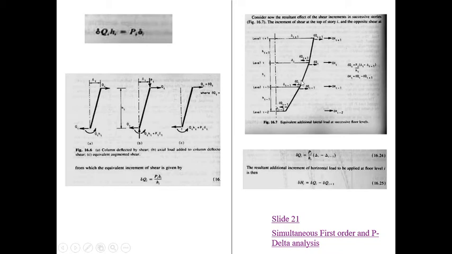This is delta I minus delta I minus 1. So this value minus this value, whatever is the difference here, that is the delta taking place. So delta Qi is nothing but Pi upon Hi into this delta I minus delta I minus 1, right? This is for the delta Qi.